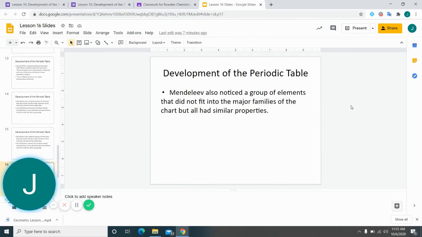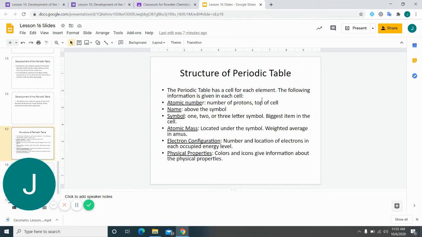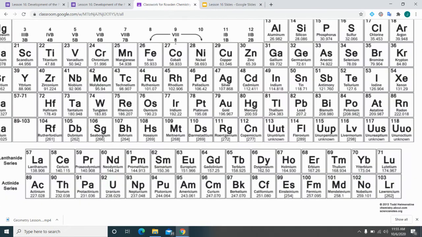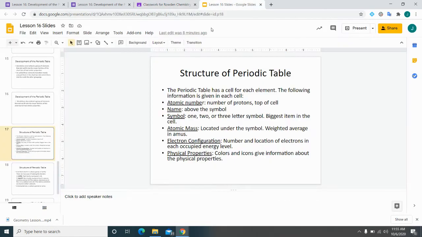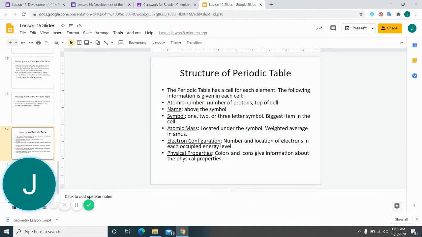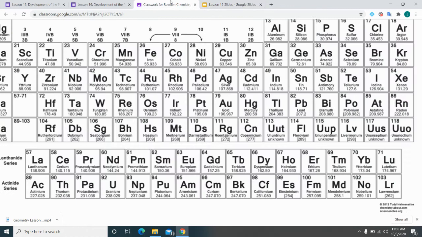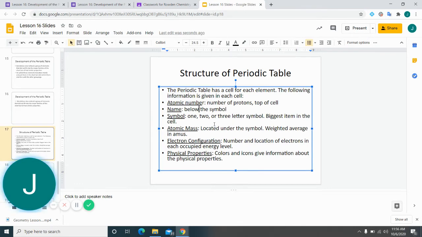All right, let's get back to where we were. So the periodic table is organized in this way. First off, we have the atomic number, which is the number of protons, and we find that on top of the cell right over here. We have the name, which is below the symbol. Let me change this. This slide was prepped for a different periodic table, so I'm going to edit this. The name is below the symbol. The symbol is the 1, 2, or 3 letter symbol, and it's the biggest item on the cell, the big old Pd, big Ni. The atomic mass is under the symbol.